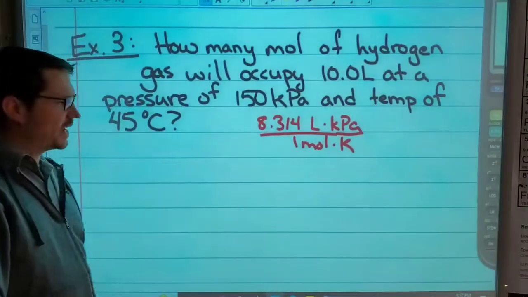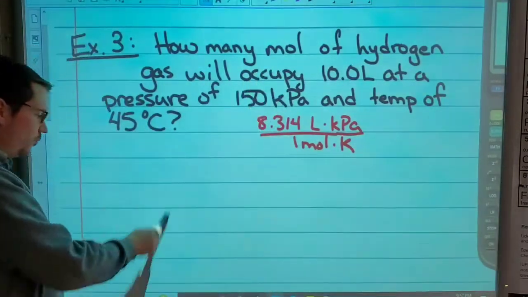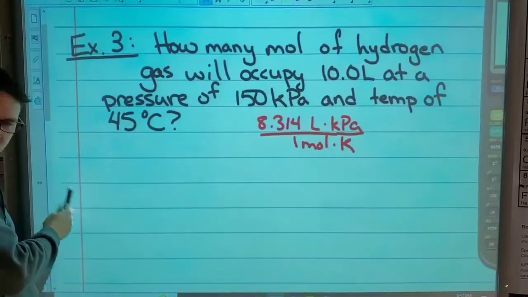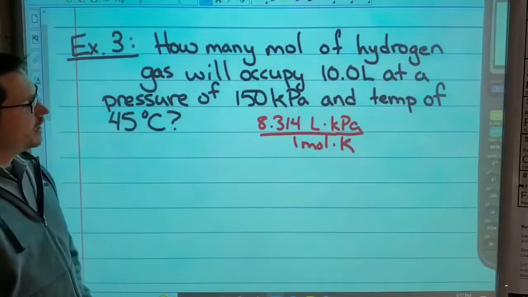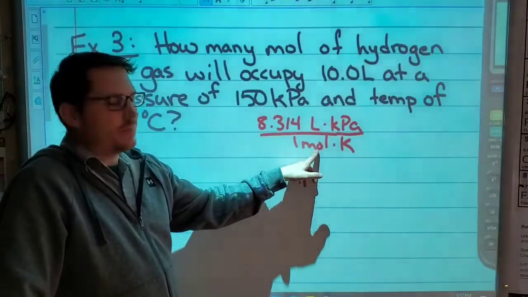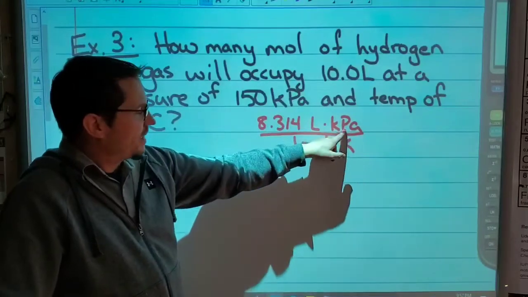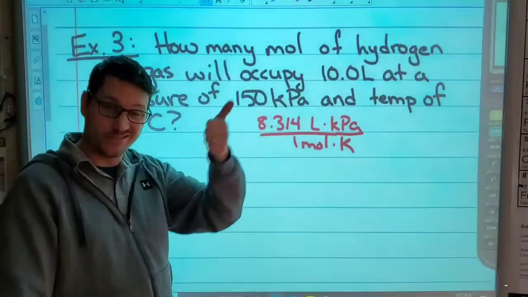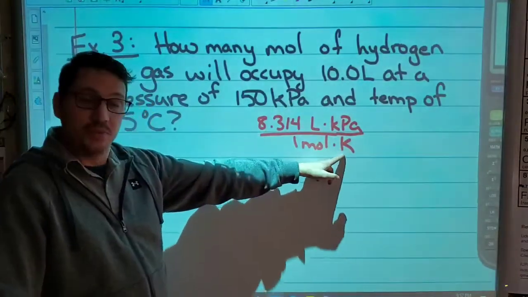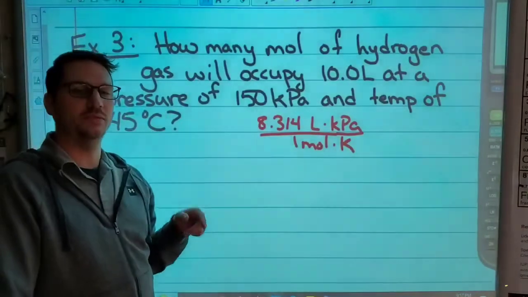Let's think about this for a second. It's asking us for moles, so when we do our unit analysis, we've got to tell ourselves we want moles. Can we cancel everything out? We want moles, that means we need liters. We have liters, check. We need kilopascals, we have kilopascals, check. And we need Kelvin. Do we have Kelvin? Nope, we don't have Kelvin.